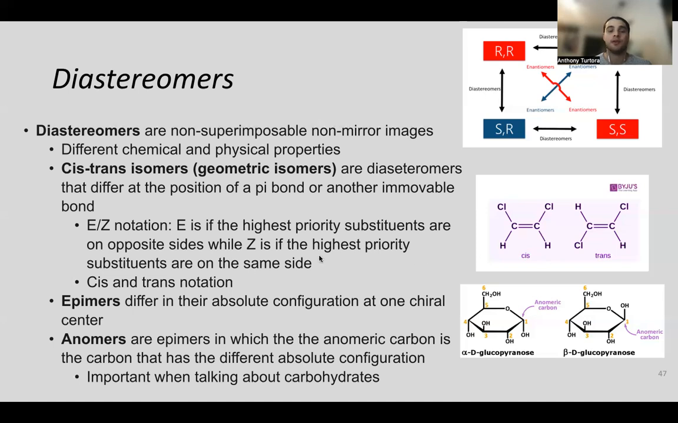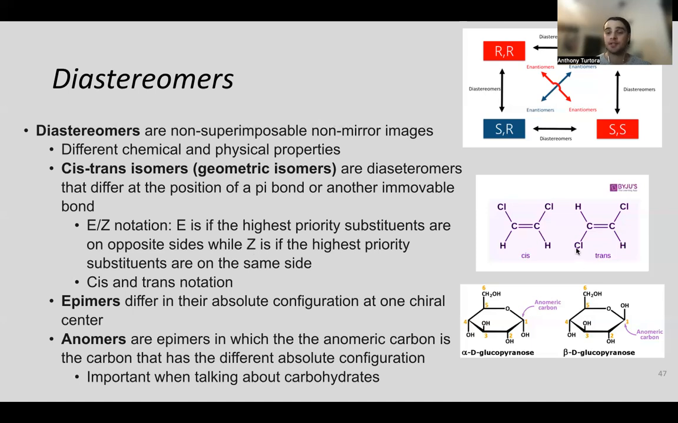So the molecule will be E if the highest priority substituents are on opposite sides, while it would be Z if the highest priority substituents are on the same side. A way that most people remember this is that you just think of Z as same side. This is using the Cahn-Ingold-Prelog rules of priority.